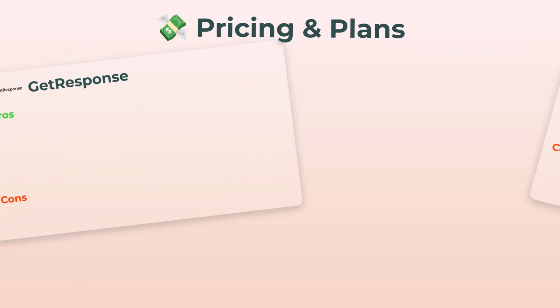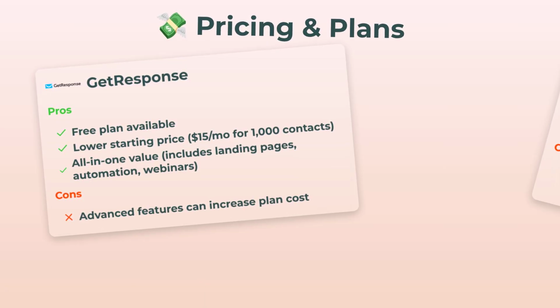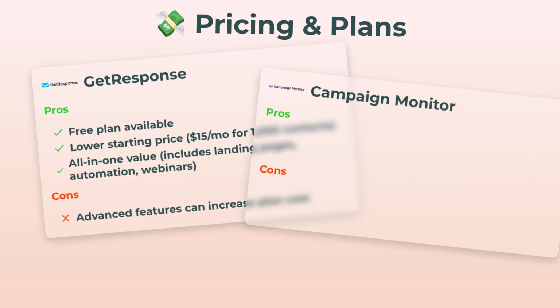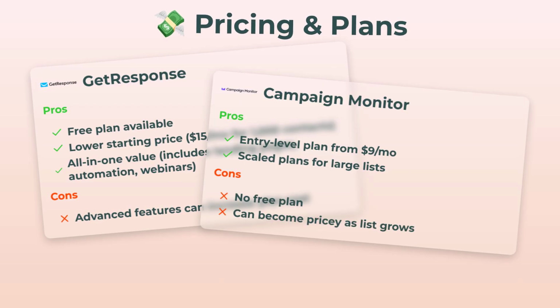All right, let's kick off with pricing and plans. First up, GetResponse. Honestly, I'm kind of impressed. They offer a free plan, and you get a lot for the price. Their entry point is only $15 a month for up to 1,000 contacts. And remember, it's not just email. GetResponse bundles landing pages, automation, even webinars. But hey, those advanced features can bump up the price if you scale fast, so keep an eye out.